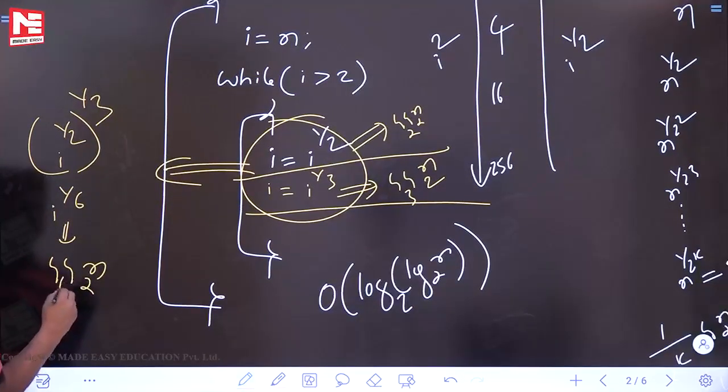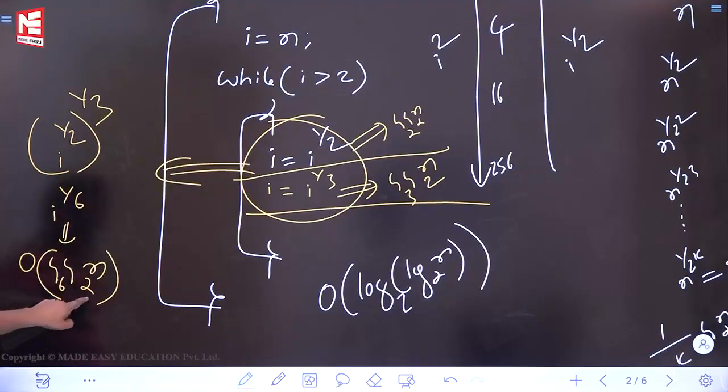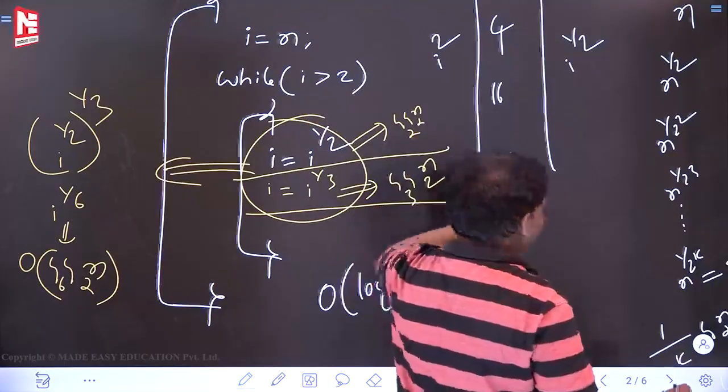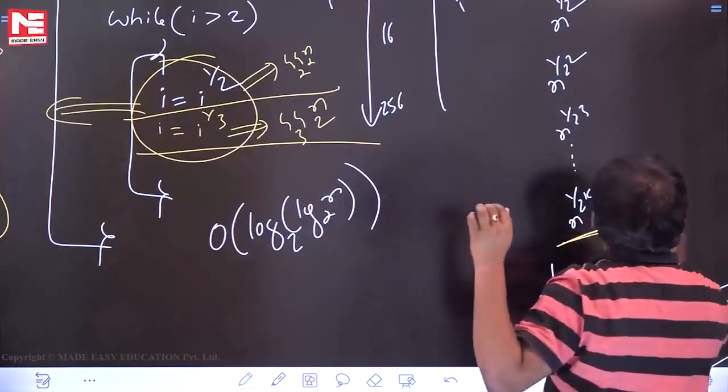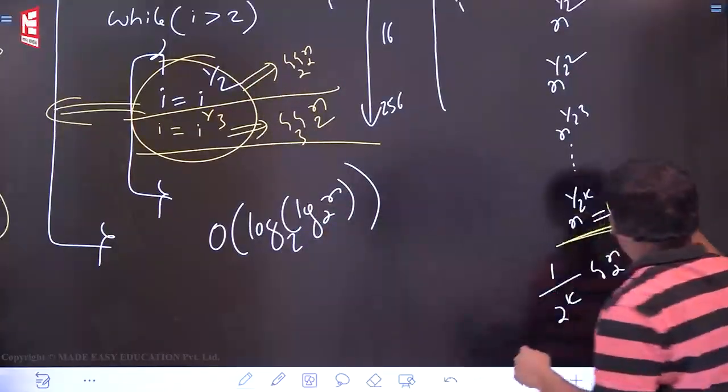Log n base 2 base 6. Right? This is the answer. I think the inner base 2 came from here. Some people are asking, sir, how will it come to the starting? This is the reason. See, this 2 came here. That 2. The termination condition is the first inner base.